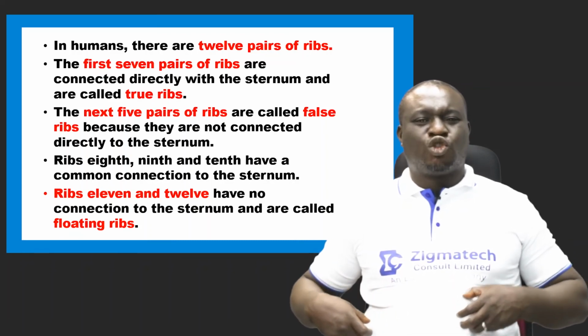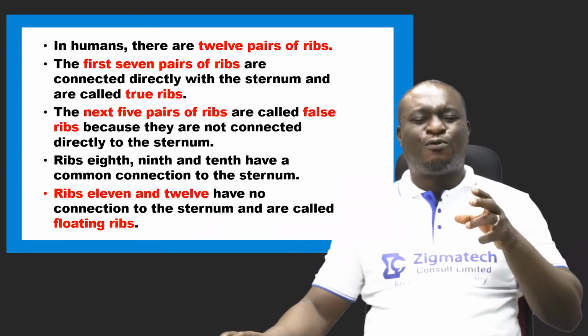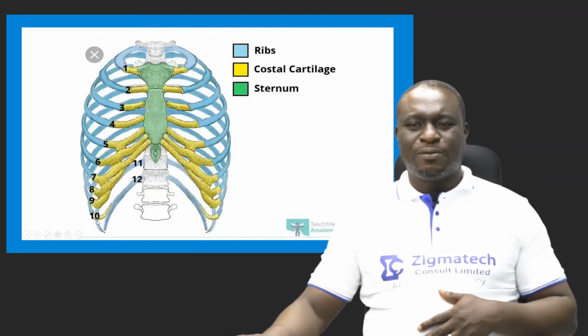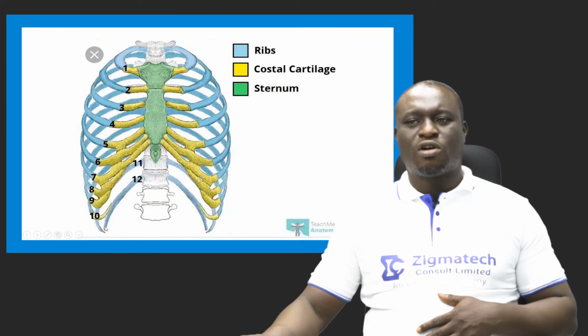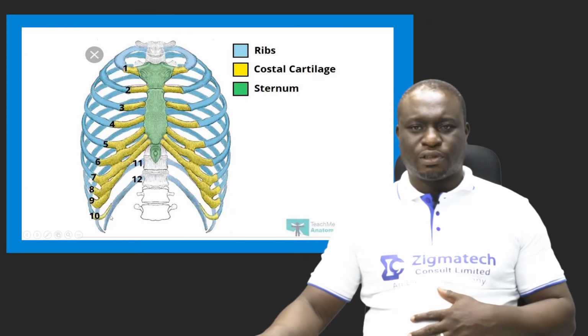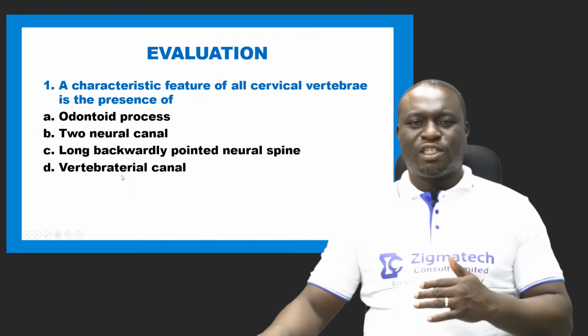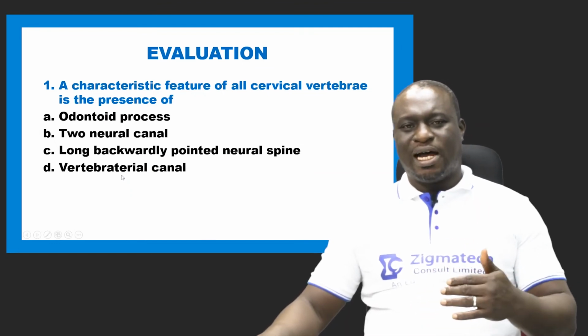Those 11th and 12th ribs are referred to as floating ribs. You can see it on the screen. You see 11th and 12th, they are not connected at all to any part of the ribs. They are referred to as what? Floating ribs. Okay?